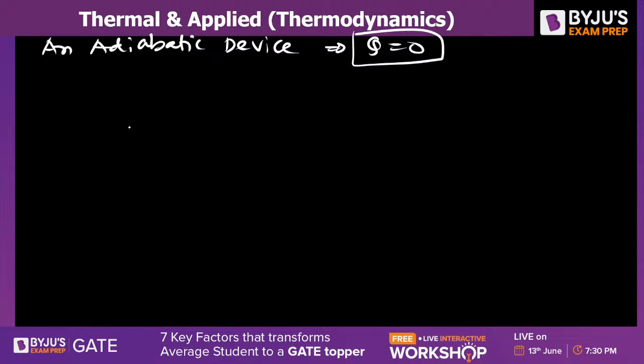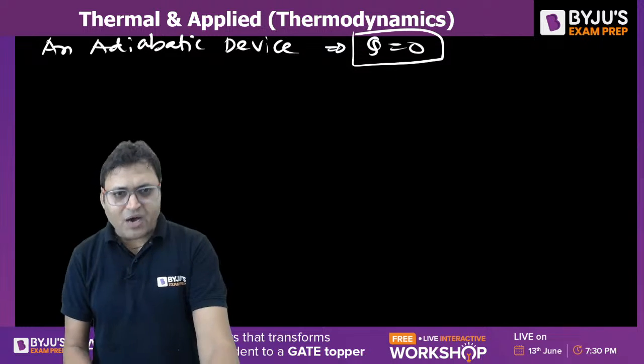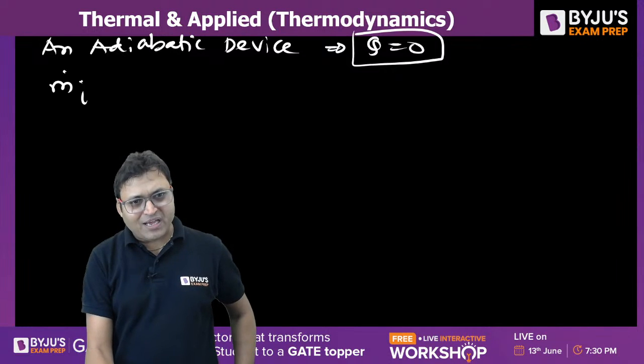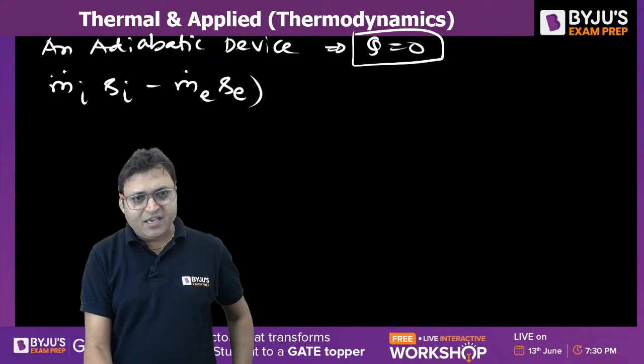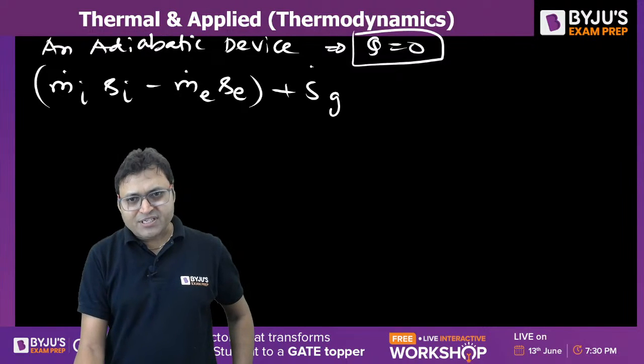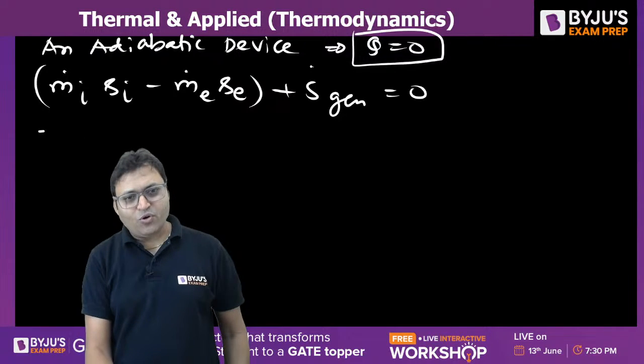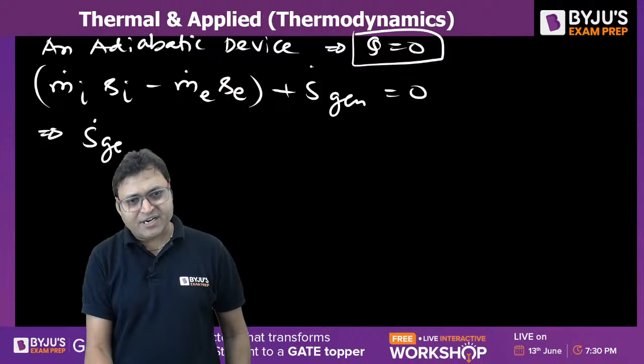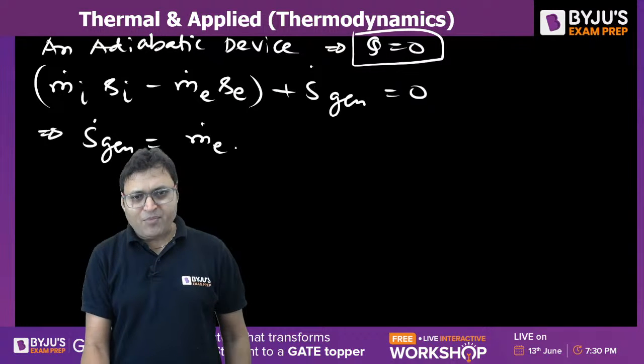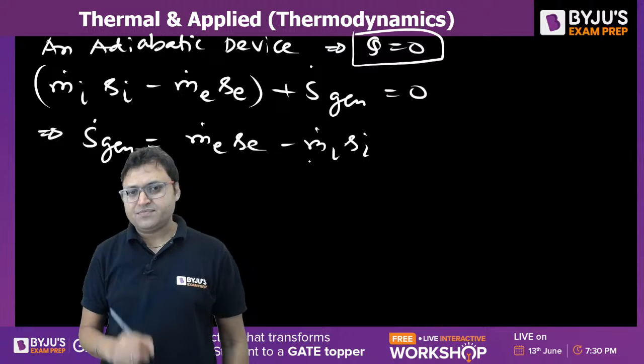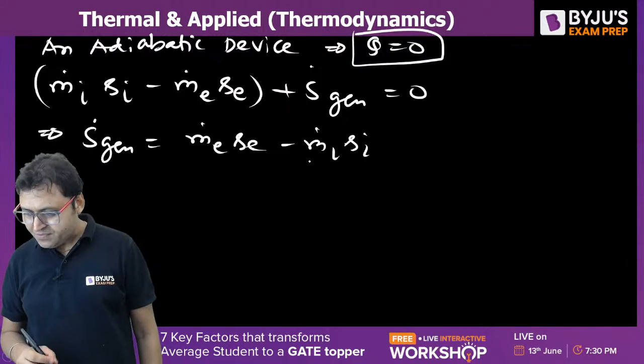So our expression will become m dot I Si minus m dot E Se plus S dot generation is equal to 0, or from here we can say S dot generation, this is the entropy generation, is m dot E Se minus m dot I Si. Are you getting it?